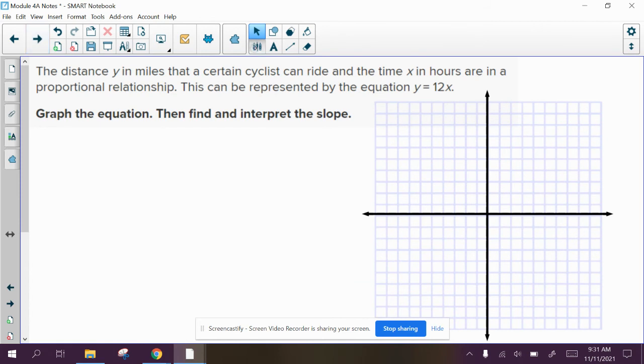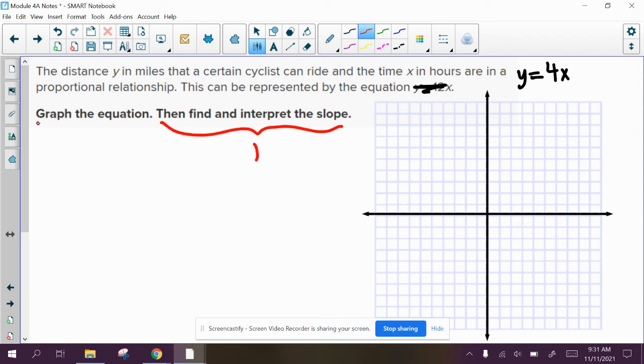And then our last one says the distance y in miles that a certain cyclist can ride and the time x in hours are in a proportional relationship. This can be represented by the equation, and we're going to change this because that's way too big. So we're going to make it y equals 4x. And then again, we're going to do the opposite. We're going to discuss the slope and then graph the equation.